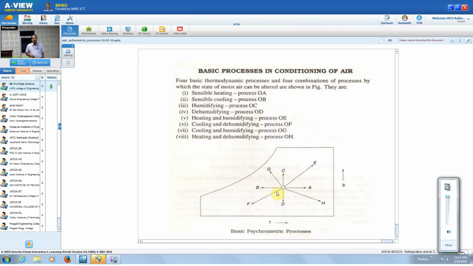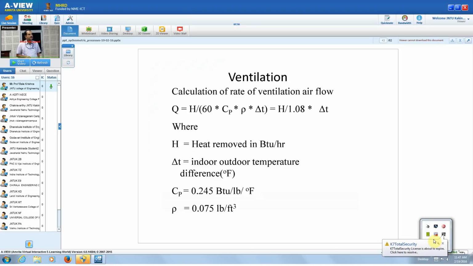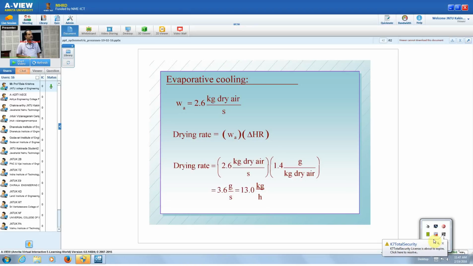Purifying means, from this point, go upward, right? Next slide. Therefore, the drying rate may be around 30. Finally, the value, the drying rate is 13 kg per hour. Next.